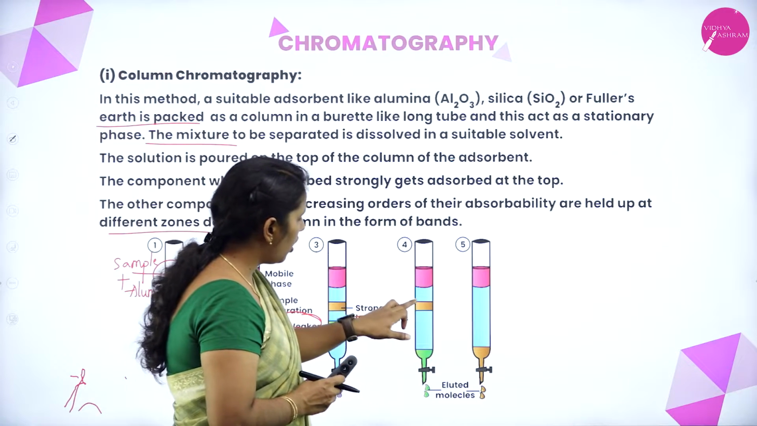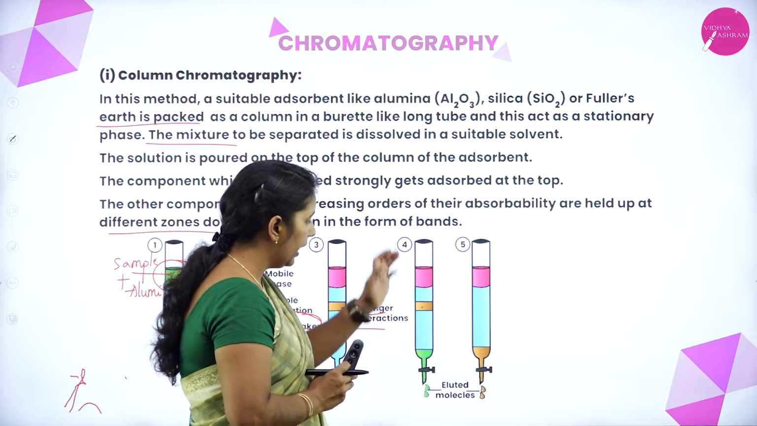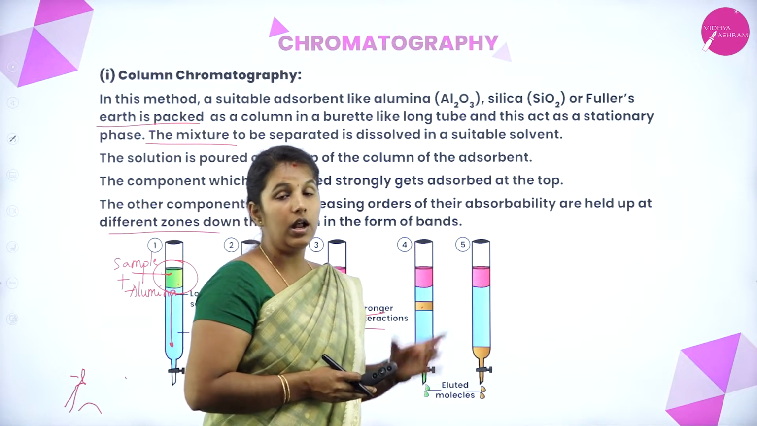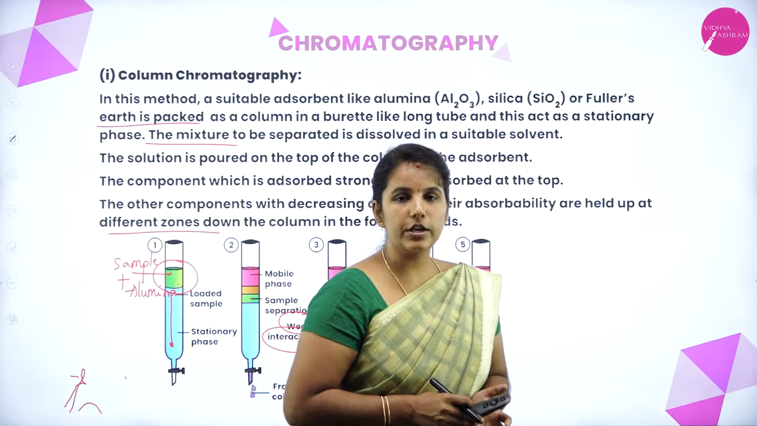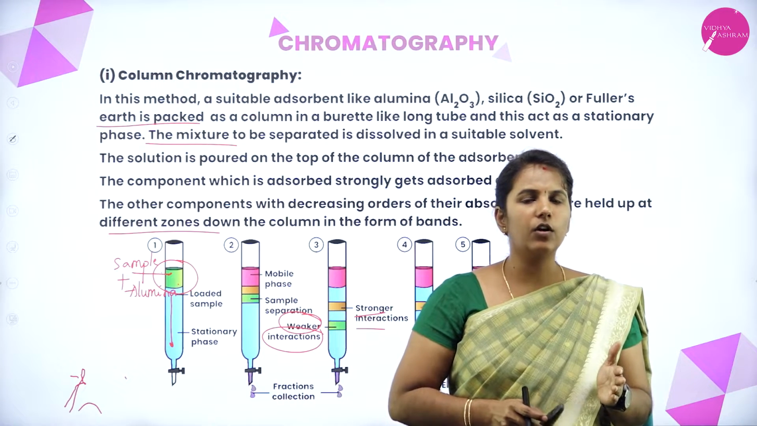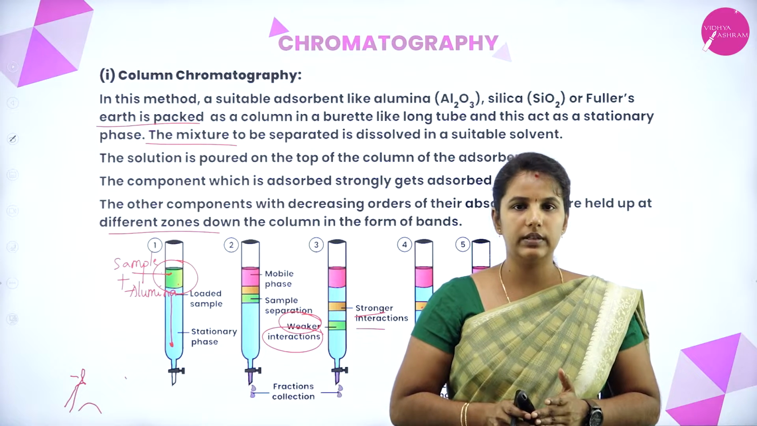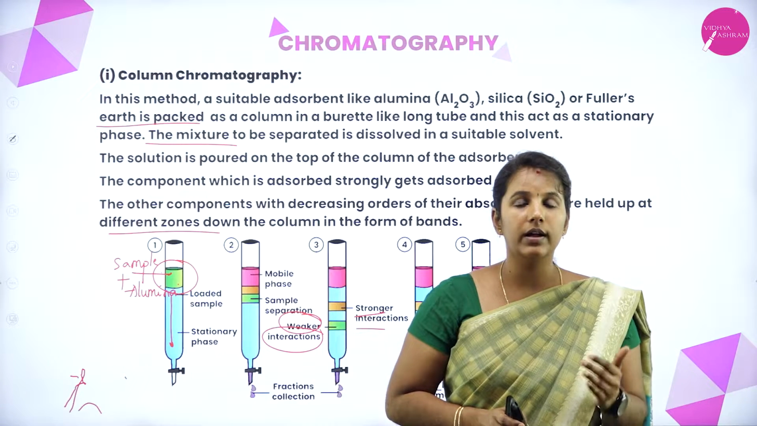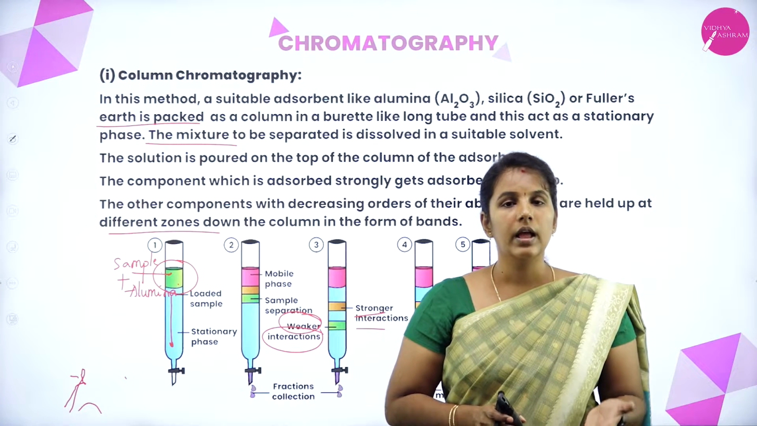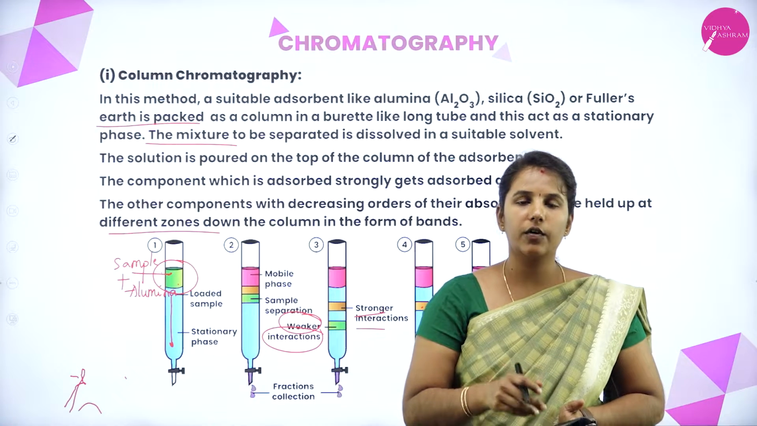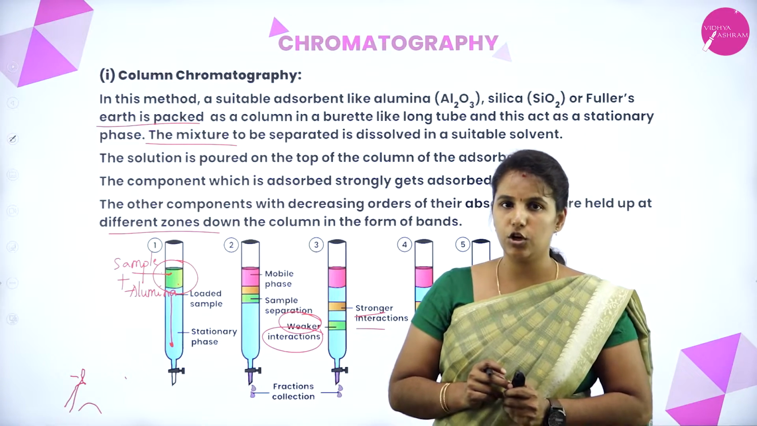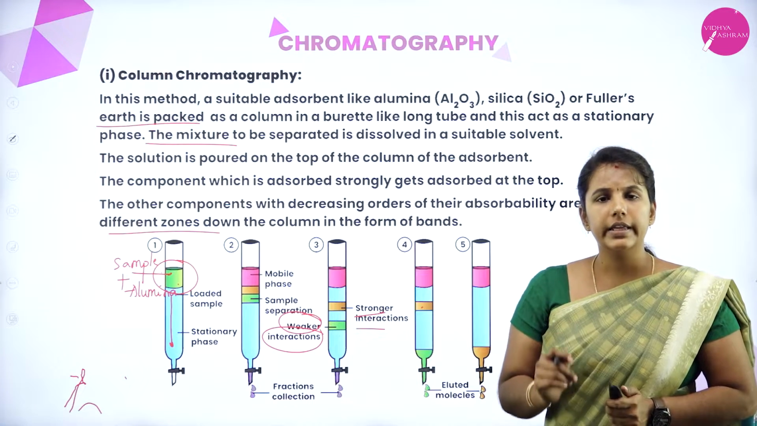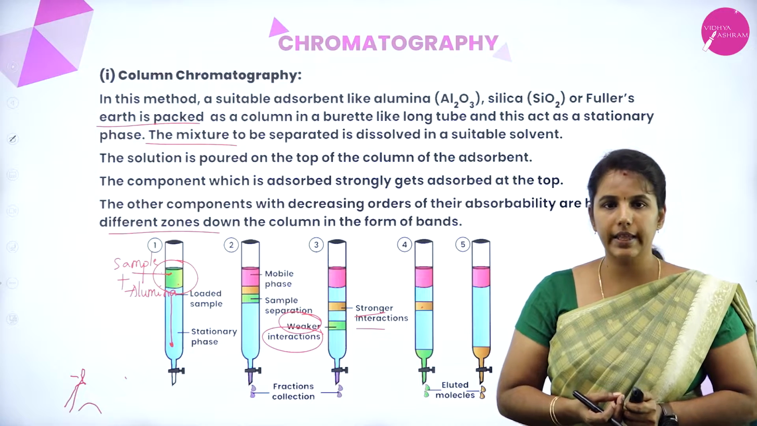Like this, component A as well as component B will be separated from the entire column, and hence it is known as column chromatography. So remember, in chromatography we work with the same principle, that is, each component in the mixture is adsorbed at a different rate. Based on that principle, we separate the impurities from the given organic compound. This is how they purify the given organic compound from the impurities.